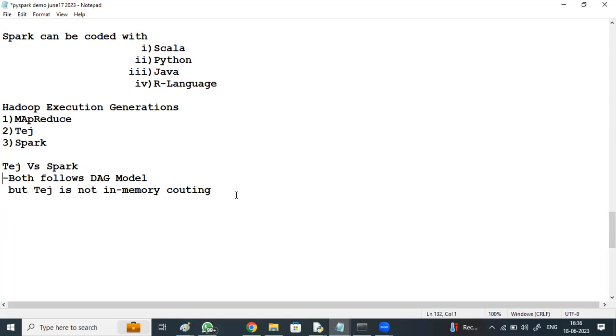But not only Spark, do you know of any other in-memory computing systems in the market? Other in-memory computing systems.